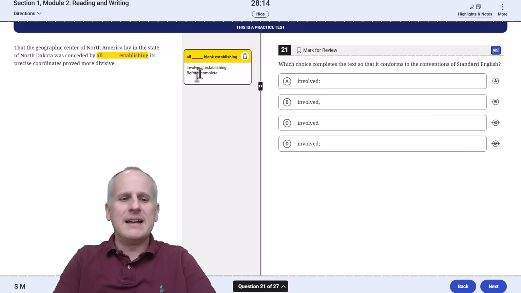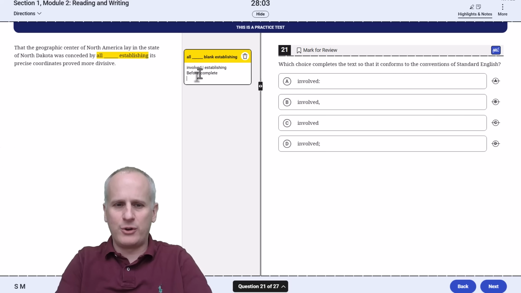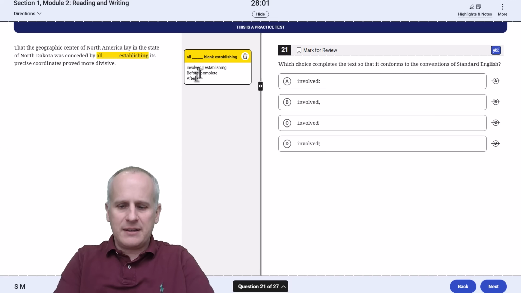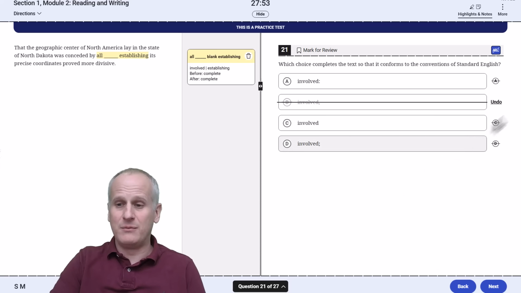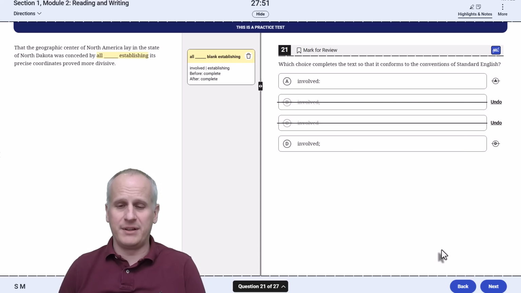Then we've got establishing its precise coordinates proved more divisive. Well, proved is going to be the verb for establishing, the act of establishing its precise coordinates. So after is also going to be complete. So if we have two complete ideas, we can't have just a comma between two complete ideas. We can't have no punctuation between two complete ideas either.